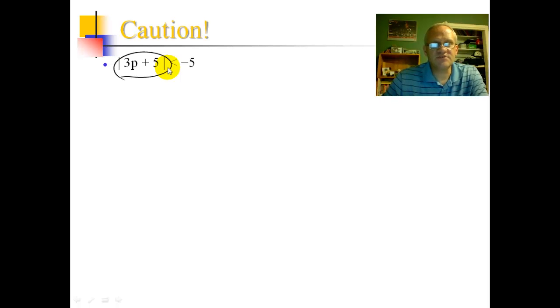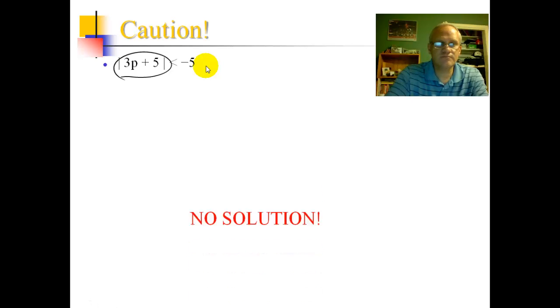Absolute value of 3p plus 5 always has to be positive, right? Absolute value always has to be positive. So whatever number is on the left side, no matter what comes out of there, can you ever have any positive number that's less than a negative 5? No. Every single positive number will be greater than negative 5. So this cannot happen. We cannot have a positive number less than negative 5.